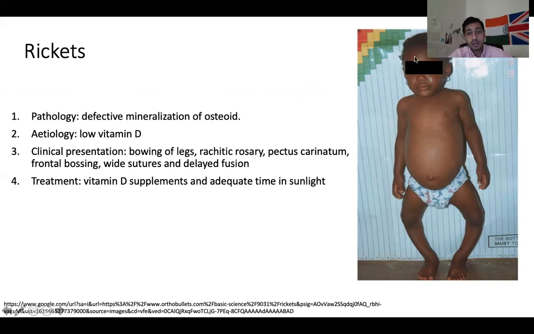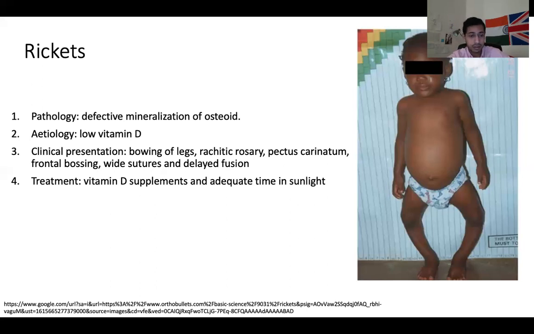They also have frontal bossing. By frontal bossing, I mean the frontal aspect of their forehead is usually quite prominent. It's not protruding, but it's definitely more prominent in terms of the other aspects of the skull. They usually have wide sutures, and it's because of these wide sutures that you tend to have the frontal bossing. And they also have delayed fusion with their bones as well.